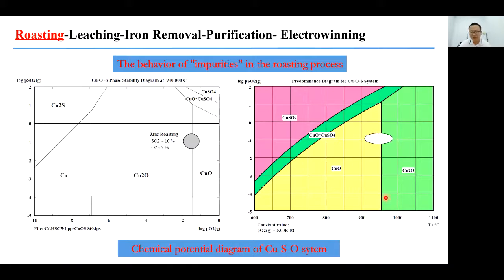This is mainly determined by the temperature. At lower temperature, we have CuO, and at higher temperature, we have Cu2O, because copper monoxide is stable at higher temperature. Also, along with increasing oxygen partial pressure, we will have copper oxide in the +2 oxidation state.